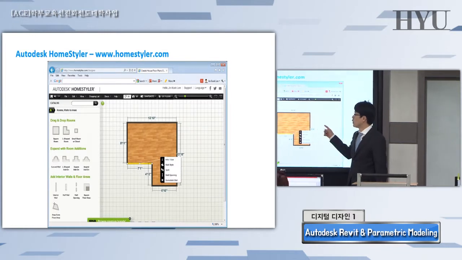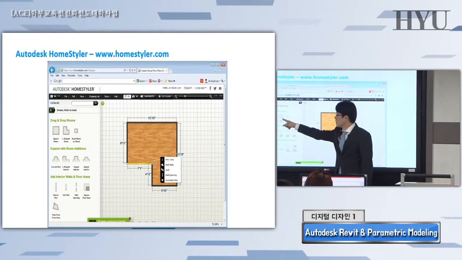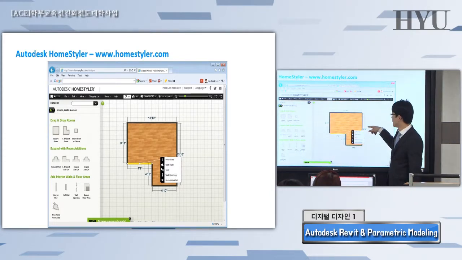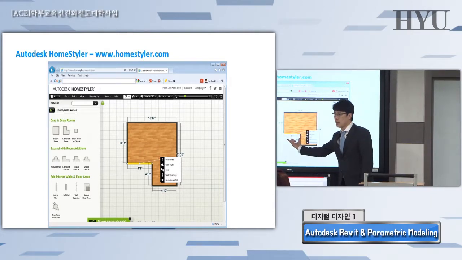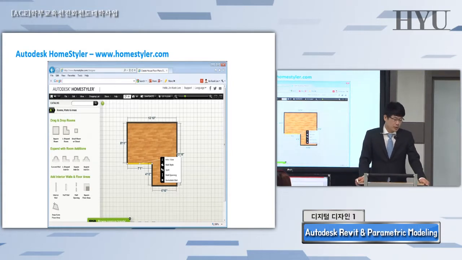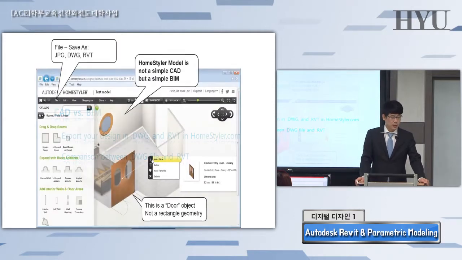This is the homestyler.com web interface, and we have used this kind of easy to use interface. Just drag and drop or click options and put in information, check the information and data, and simply adjust the parameters. At this time, the length of the wall is the parameter, and we can easily control the model geometry. So what's the main comparison between simple dummy geometric CAD versus building information modeling?